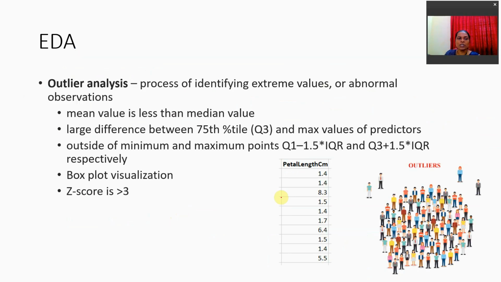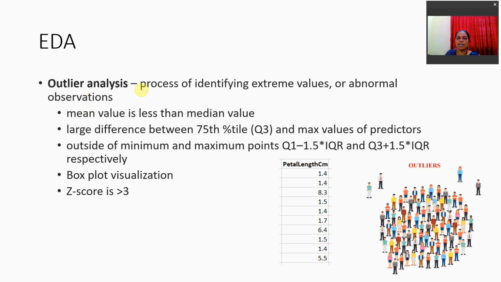And now we are moving to the EDA. In EDA, we are going to perform three types of analysis. The first one is outlier analysis, the second one is correlation analysis, and the third one is univariate, bivariate and multivariate analysis. First you have to know what an outlier is.